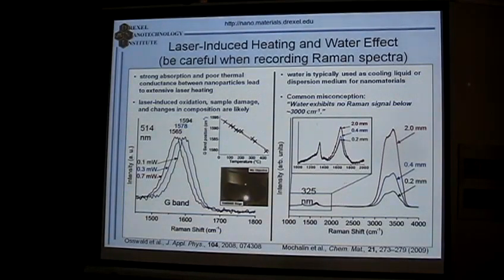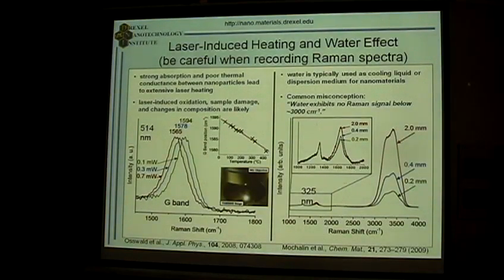So again, they can affect your measurement of anything around the G-band here. There are quite a few errors you can make by using Raman spectroscopy. So if you want to do it well, you need to understand what you do. You need to be extremely careful.